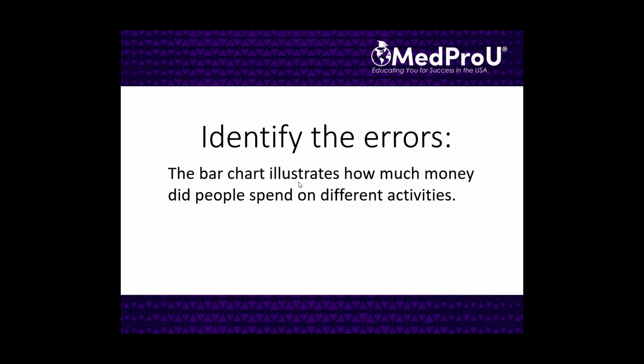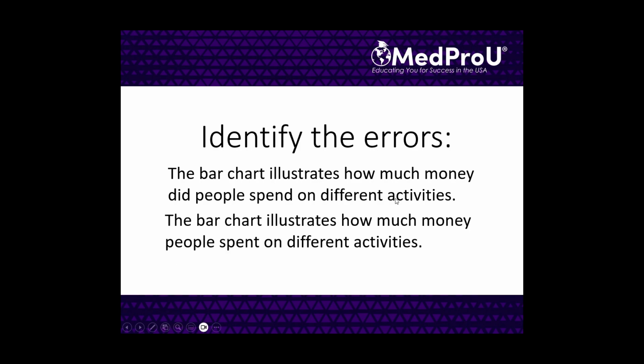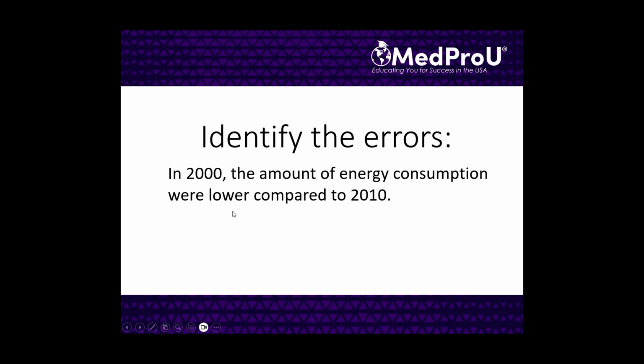How about this one? The bar chart illustrates how much money did people spend on different activities. We use did if there is a question. Since this is a declarative sentence, we just remove did. Correct. How much money people spent.